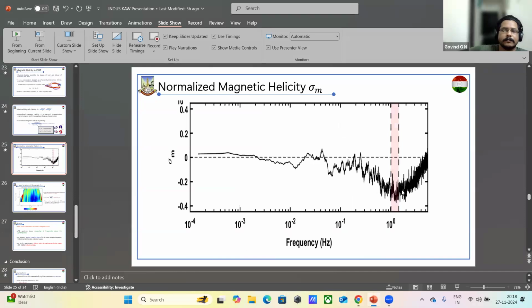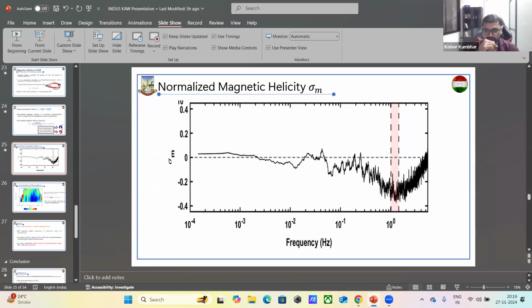If I remember, you said sigma m less than zero corresponds to right-handed polarized and greater than zero corresponds to left-handed polarized. But as per the literature, if you go into wave analysis and other studies, in most cases this is the reverse situation. When sigma m is greater than zero, it is called right-handed polarized, and less than zero is called left-handed polarization. So it seems to be different here. Can you please explain why it is so?